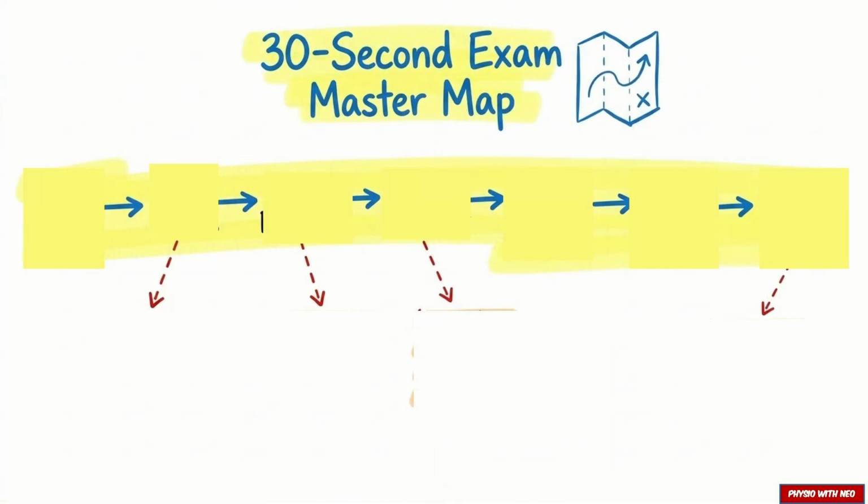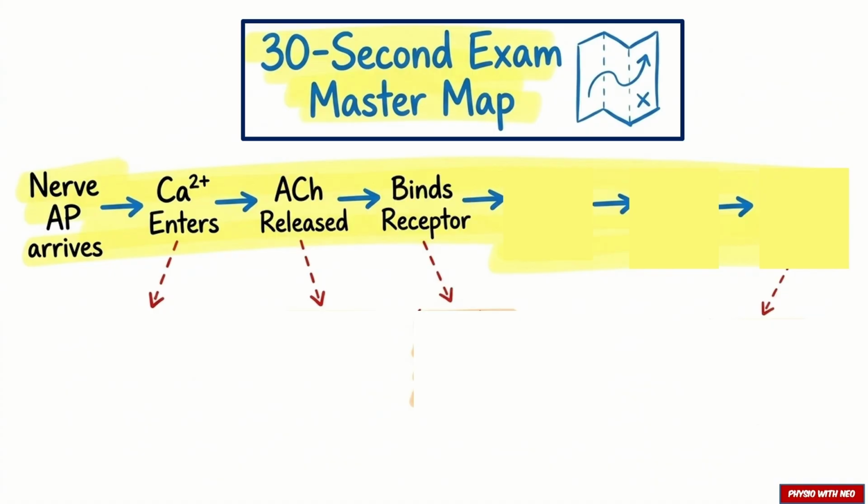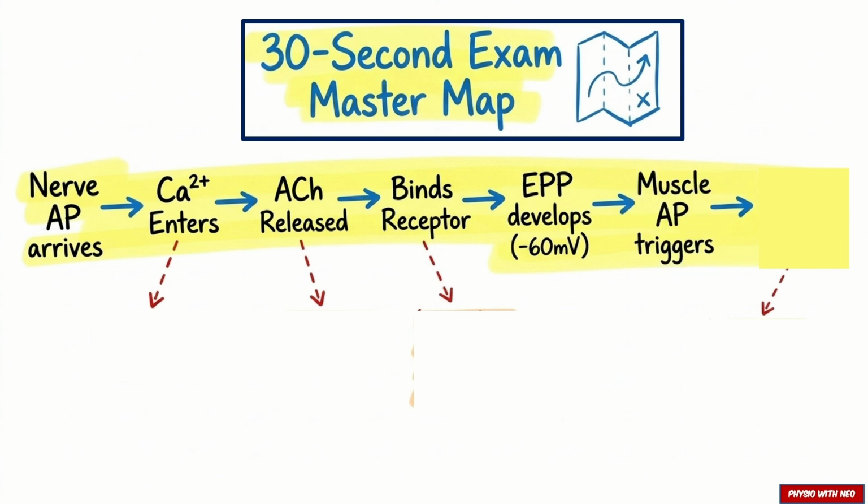This is your rapid revision flowchart. Let's follow the journey. Here, the nerve impulse arrives and it causes calcium to enter the presynaptic membrane. So the acetylcholine is released by exocytosis, and this acetylcholine binds with the receptor and causes opening of the sodium channels, and the end plate potential is developed. When it reaches minus 60 millivolts, that is the threshold, a muscle action potential is generated. And after that, acetylcholinesterase clears this acetylcholine.